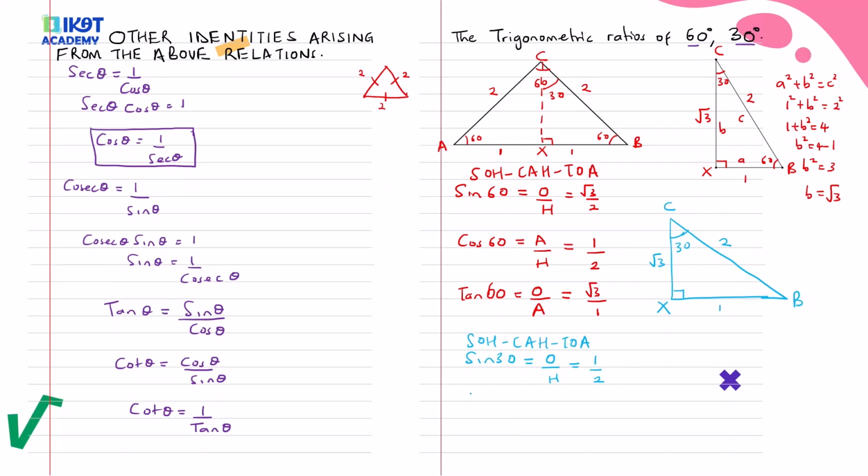Then I go to cos. The cos of 30 will be adjacent out of hypotenuse. What is the adjacent of 30? It's root of 3. What's its hypotenuse? 2. Then I go to tan of 30. From here it's opposite out of adjacent. And what's the opposite of that? It's 1. What's the adjacent? It's root of 3. So we have this, and you can confirm with your calculator that the sine of 30 gives you 0.5.